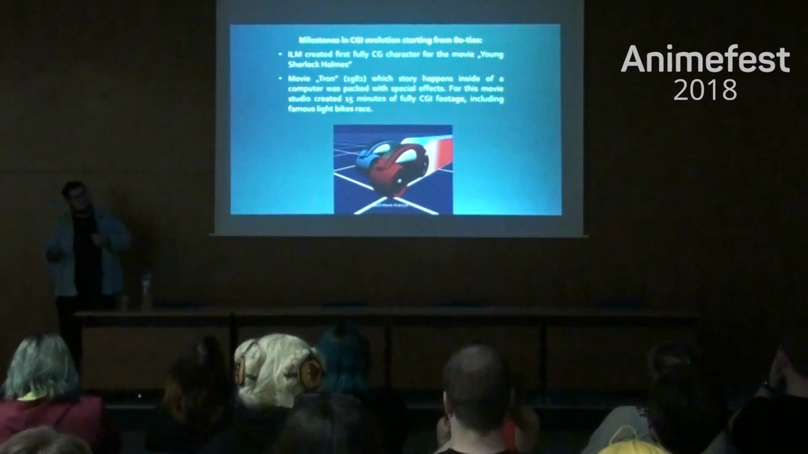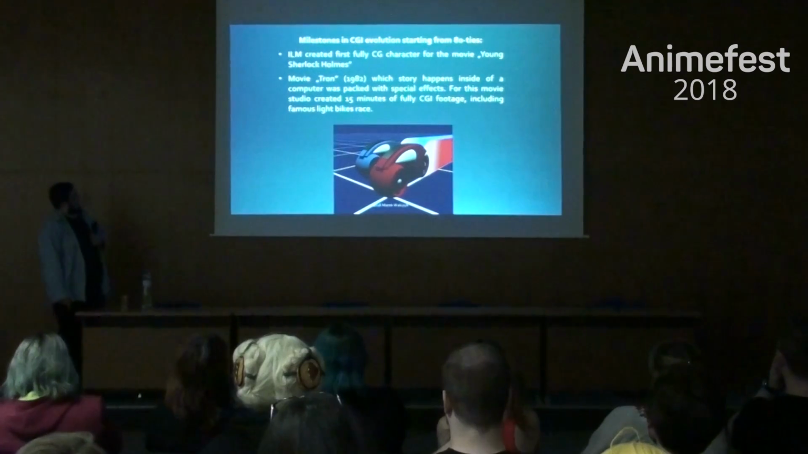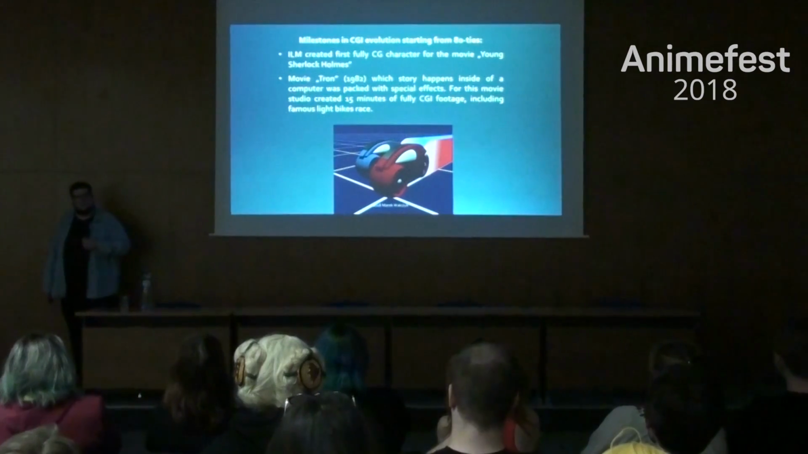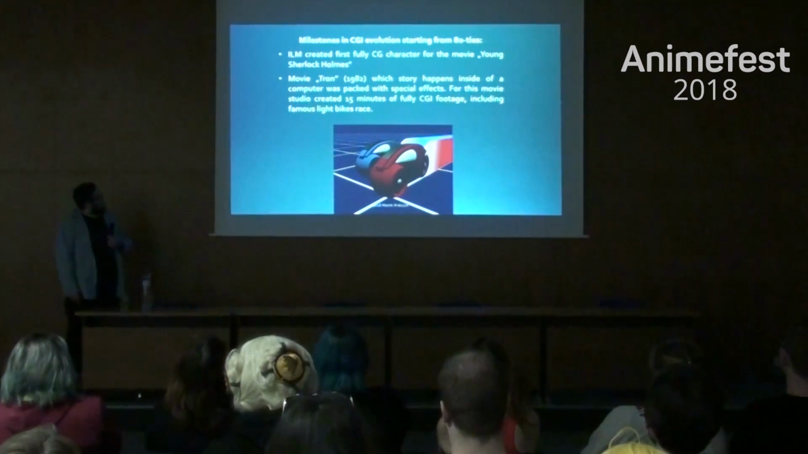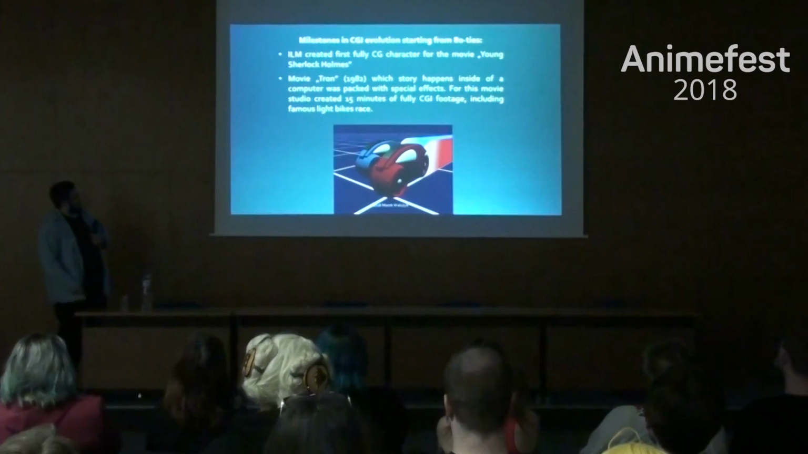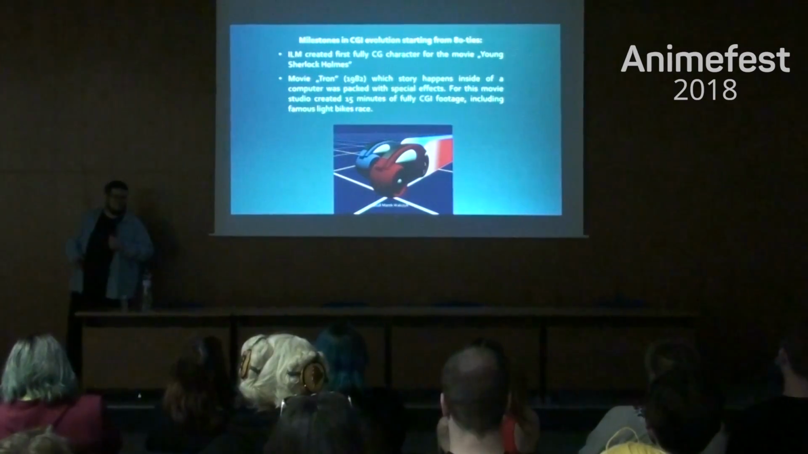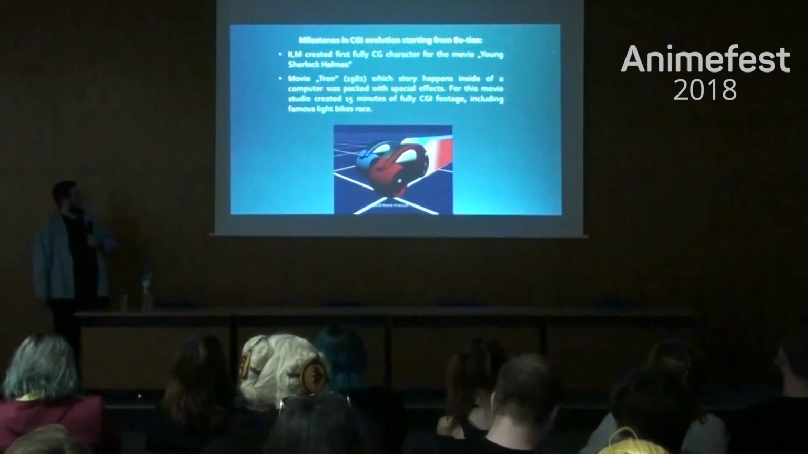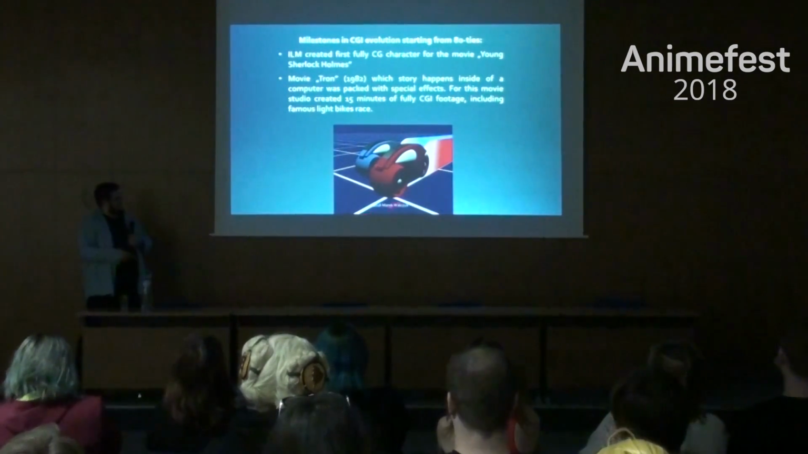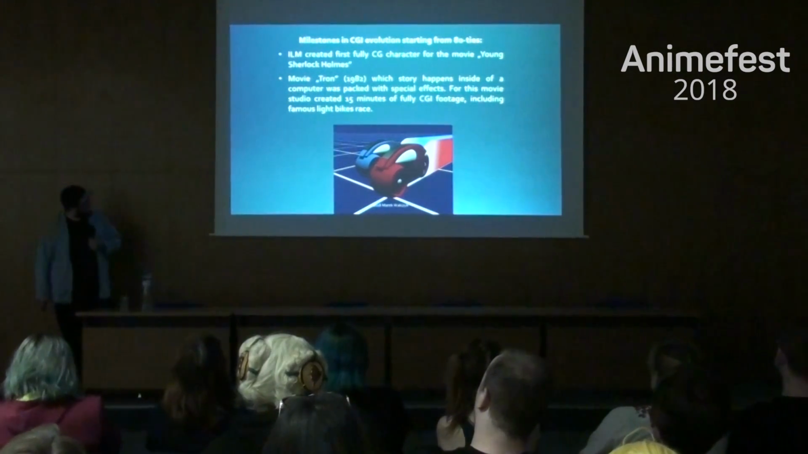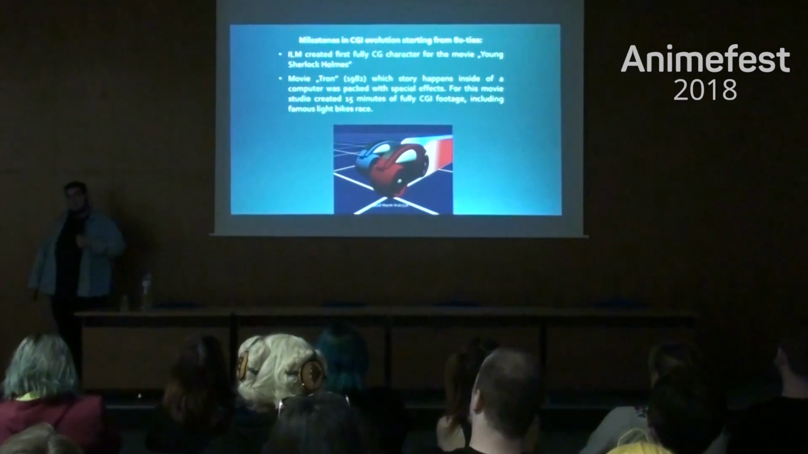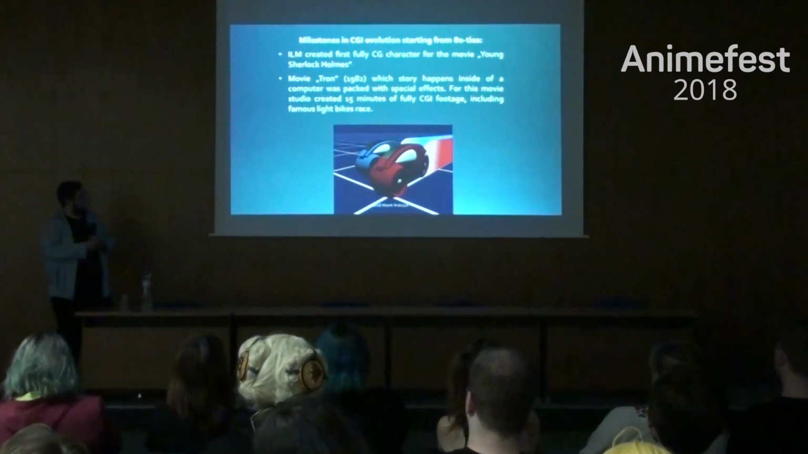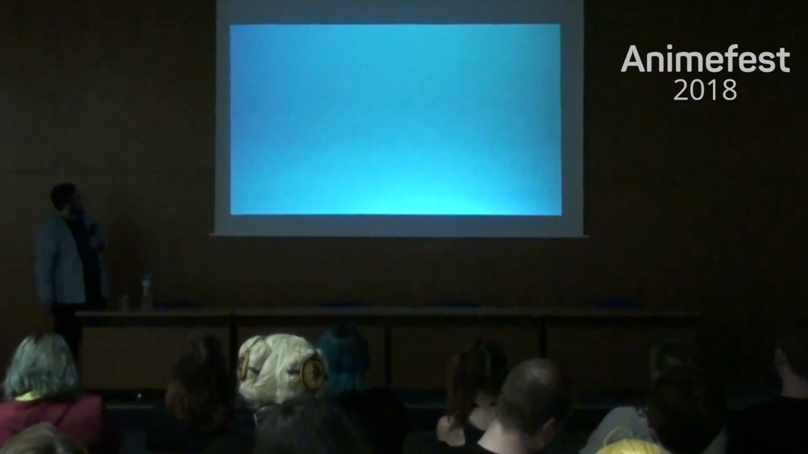So what are the milestones in computer-generated effects? First was a fully CG created character for the movie Young Sherlock Holmes in, I think, 1985. Then, for the old guys that remember the original Tron movie, there were 15 minutes of fully CG created sequences, including the famous light bike race. And remember, that was almost 40 years ago, so not like today. Back then, computers were not that good.